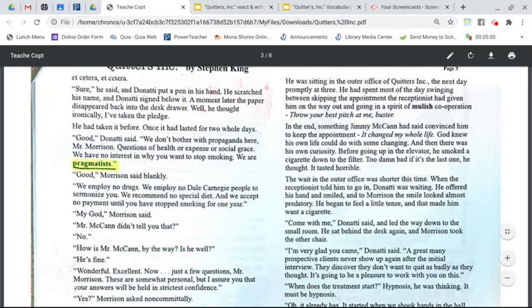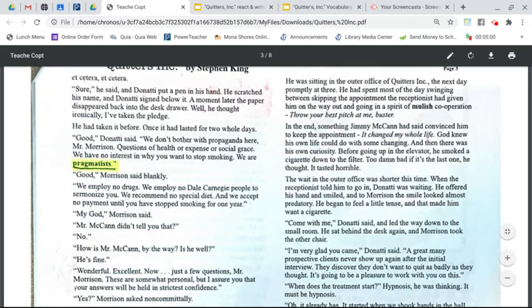Before going up in the elevator, he smoked a cigarette down to the filter. Too damn bad if that's the last one, he thought. It tasted horrible. The wait in the outer office was shorter this time. When the receptionist told him to go in, Donati was waiting. He offered his hand and smiled, and to Morrison the smile looked almost predatory. He began to feel a little tense, and that made him want a cigarette.